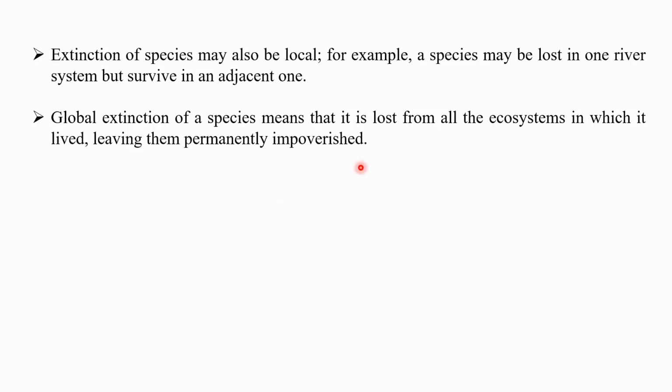And in the next lectures, we will learn about how species diversity works, what the functional role of species diversity is, and what the different methods are for the conservation of species diversity.